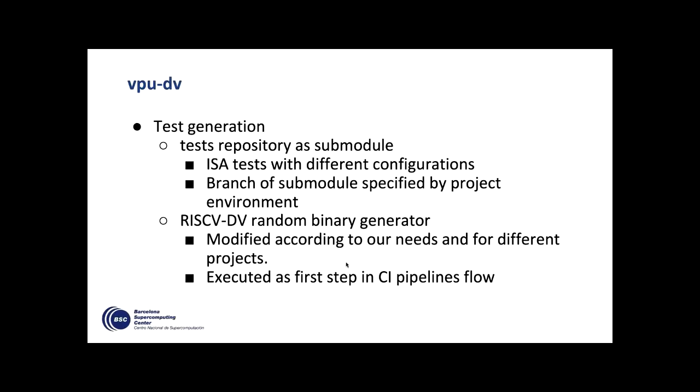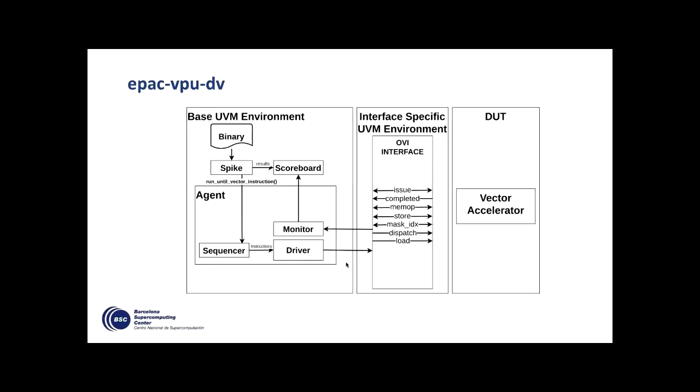In particular, as I mentioned, we have already used this implementation infrastructure in two projects, one for API and another for eProcessor. The project-specific environment for API is called EPAC BPUDB. This environment implements the OVI interface connecting the semi-dynamic core with the vector unit. And the inherited do protocol function, which is declared in the protocol base class, calls a task for each subinterface of OVI. That is issue, dispatch, completed, memop, load, store, etc.